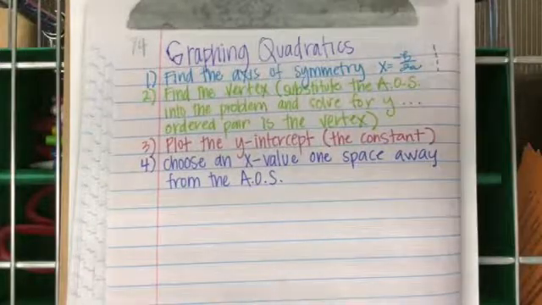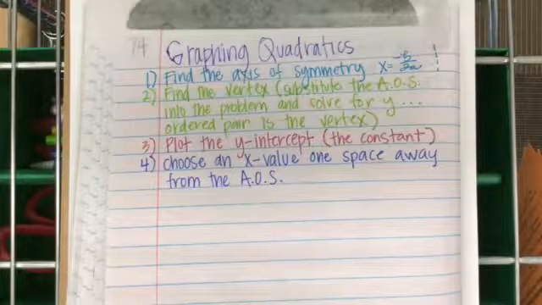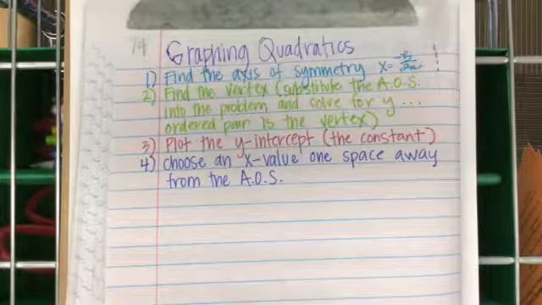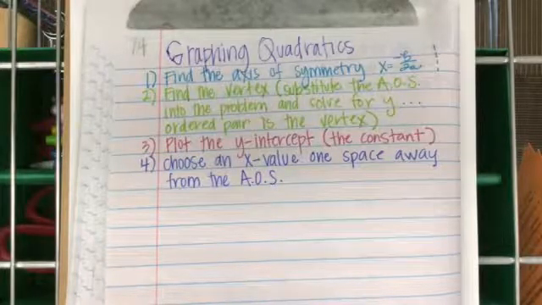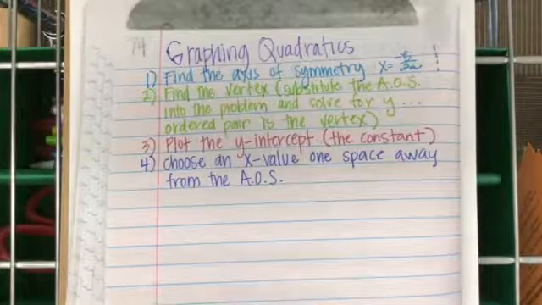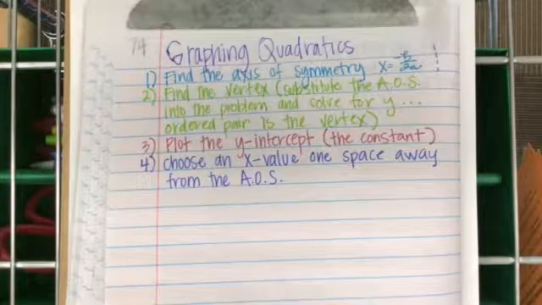Choose an x value one space away from the axis of symmetry. So if your axis of symmetry is 3, what could you choose? 2 or 4. If your axis of symmetry was 0, what could you choose? -1 or +1. Doesn't matter which one.